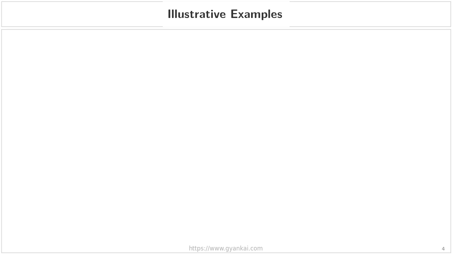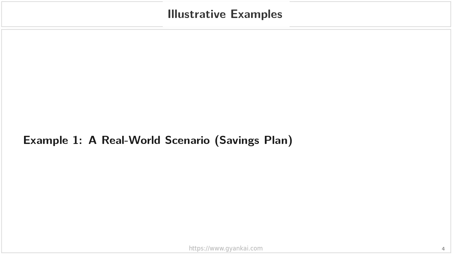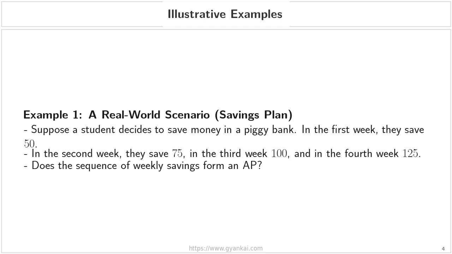Illustrative examples. Now that we have understood the theory and the step-by-step process for verification, let's put it into practice with a real-world scenario. Imagine a student who has decided to start a savings plan using a piggy bank. In the first week, they deposit $50. In the second week, they deposit $75, followed by $100 in the third week, and $125 in the fourth week.